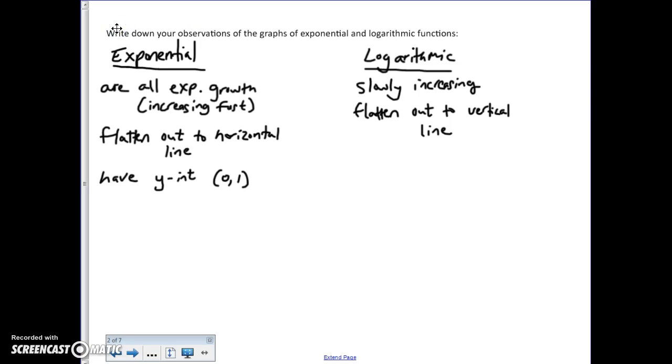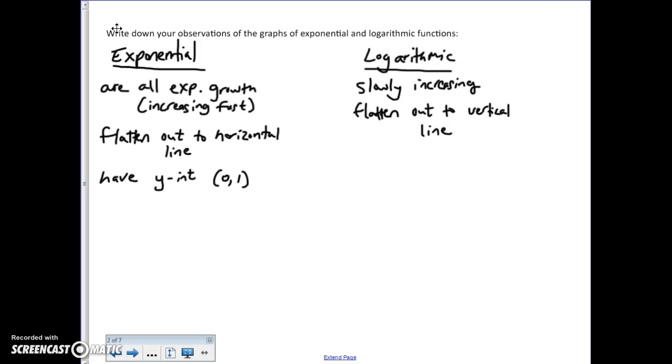So now here we are, writing down your observations of the graphs of exponential and logarithmic functions. Things you might notice about exponential functions are that there's exponential growth. In other words, they're increasing really fast, and then they flatten out to a horizontal line, and they have a y-intercept of (0, 1). That may change, but for what we've seen, they had the y-intercept (0, 1).